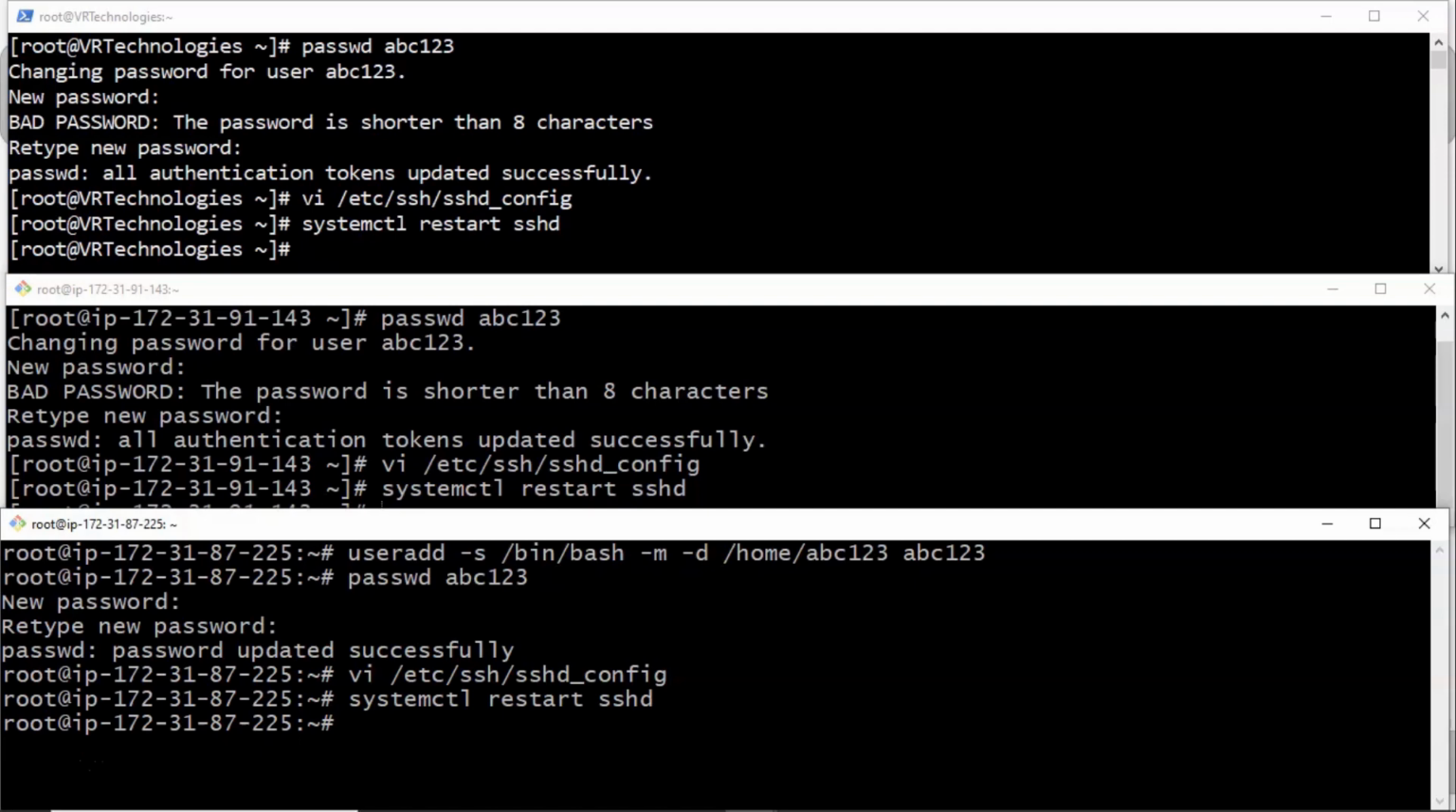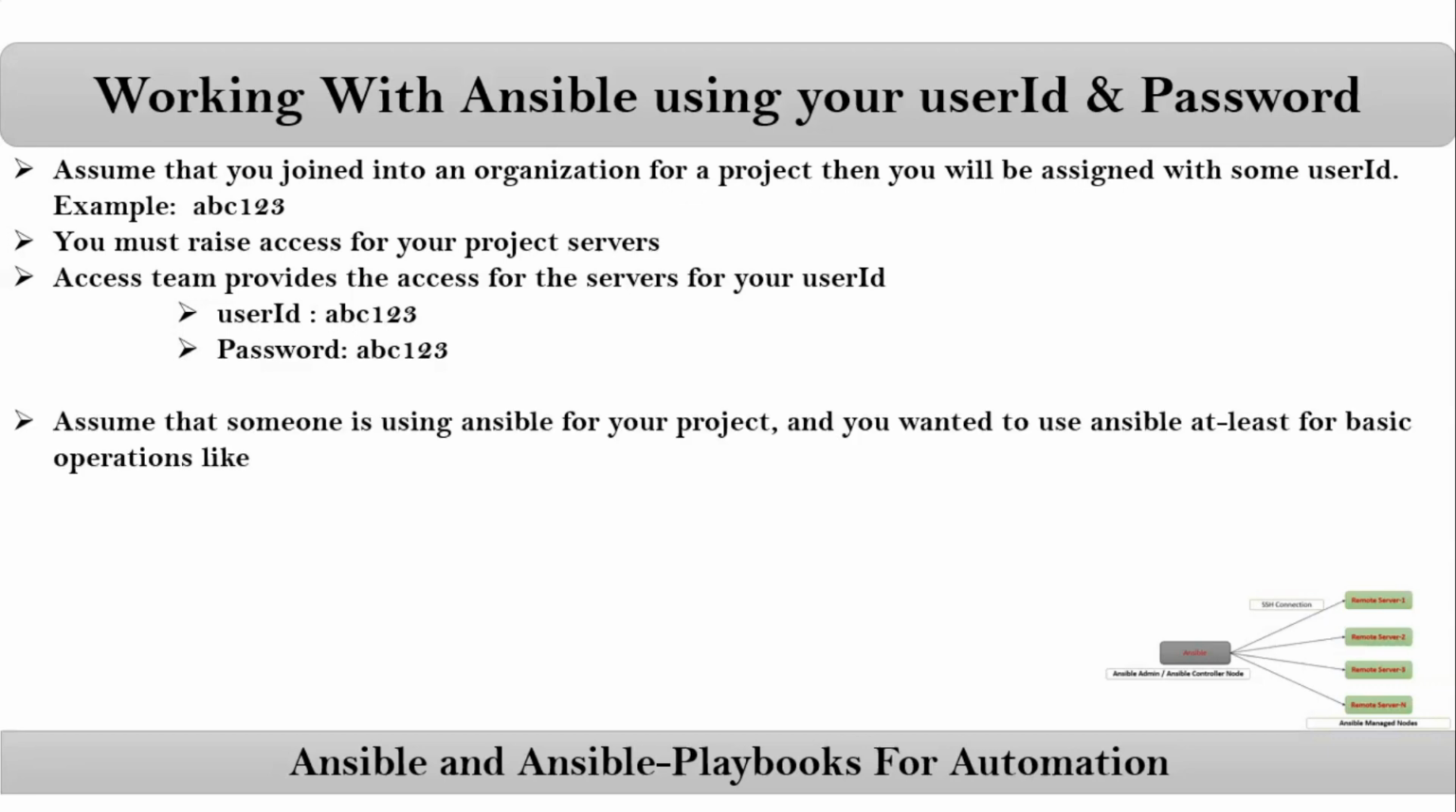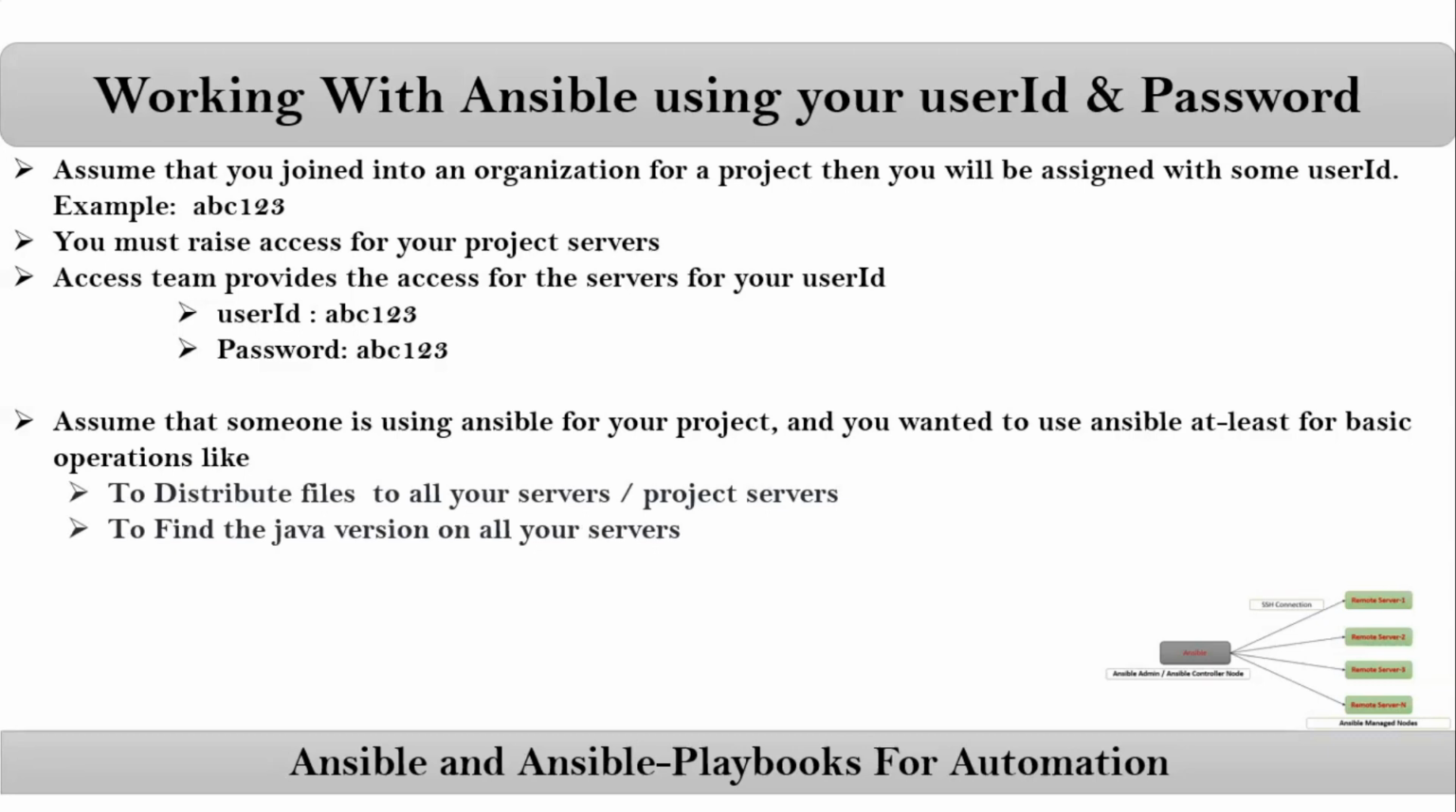That's it. Whatever we did so far, all these things will be done by the access team in real time. So now we are ready with our user ID and password for the project servers. Now assume that someone is using Ansible for your project. Then definitely Ansible has been installed somewhere. Assume you know where it is installed, and you want to use Ansible at least for basic operations like distributing files to all your servers, finding the Java version on all your servers, or knowing whether some process is running or not.